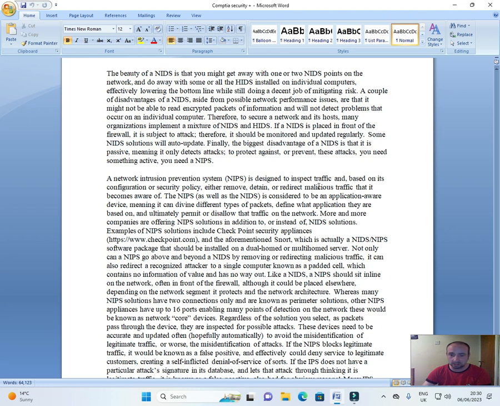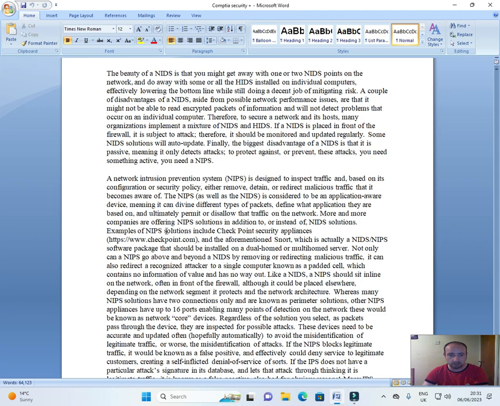NIPS is designed to inspect traffic and, based on its configuration or security policy, either remove, detain, or redirect malicious traffic that it becomes aware of. The NIPS, as well as the NIDS, is considered to be an application aware device, meaning it can define different types of packets, define what application they are based on, and ultimately permit or disallow that traffic on the network.